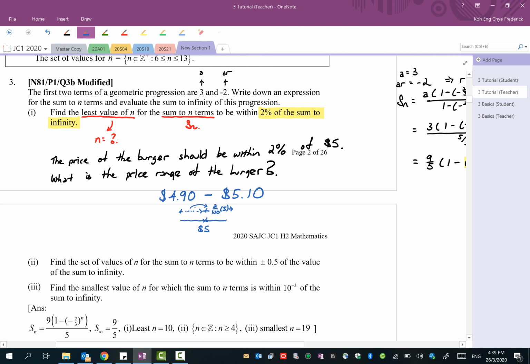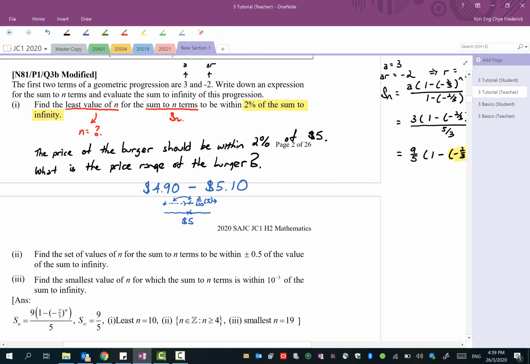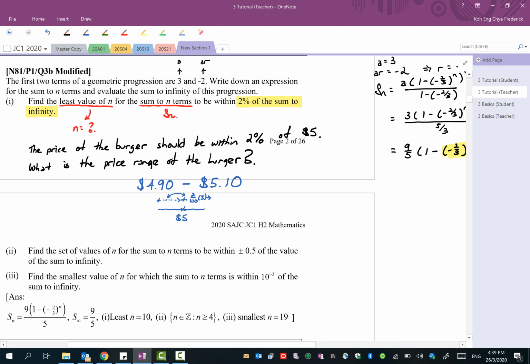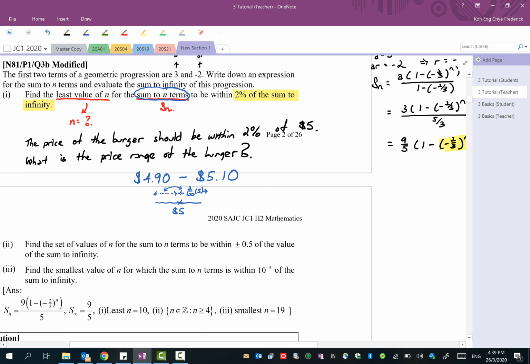Why am I bringing up English? Because that will help you understand the question. With reference to the question, I want Sn. But what do I want about Sn? I want Sn to be within 2% of the sum to infinity. That means if this is S infinity, I just put it as 9/5 since we know the S infinity is 9/5.